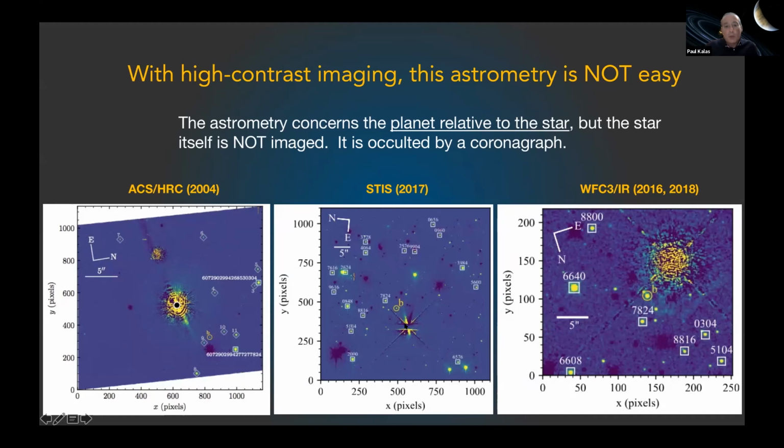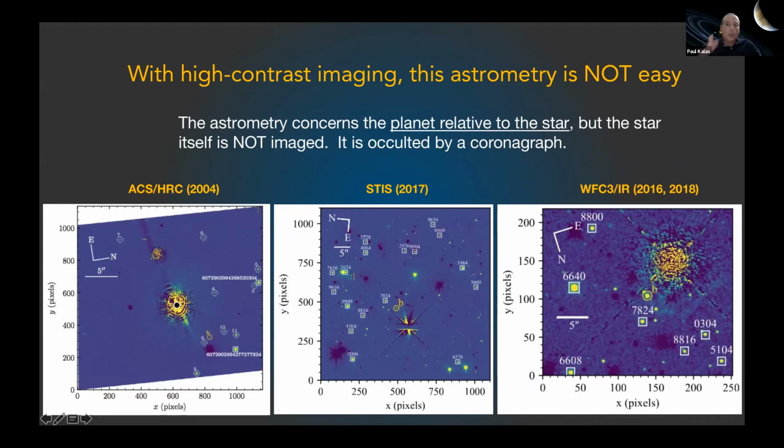And the same goes for the STIS data. Here's the planet, and here's the star. And the same is true with WFC3 data, where there is no coronagraphic element. This is just direct imaging where the star is saturated. And here's a scale bar again of 5 arcseconds, and here's the planet.